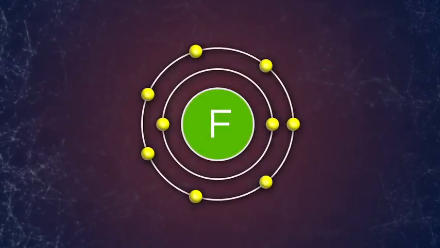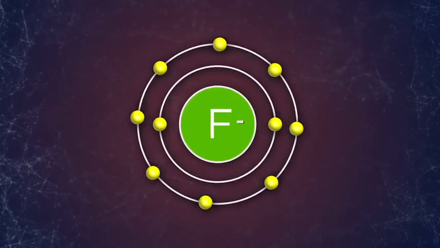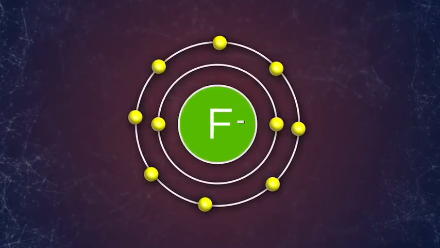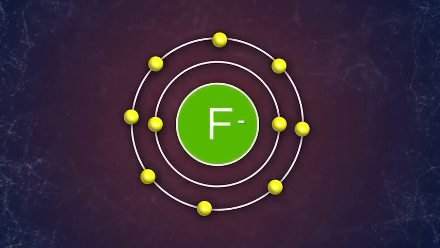For an example, let's take a look at the element fluorine. With 9 protons and 9 electrons, fluorine looks something like this. But if we add 1 extra electron to it, we get what's known as a fluoride ion, an additive sometimes included in toothpaste or drinking water to help strengthen your teeth.